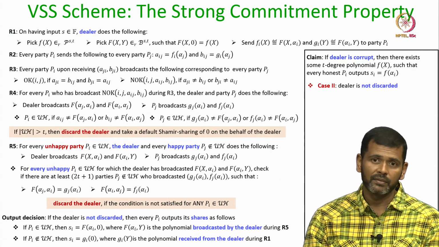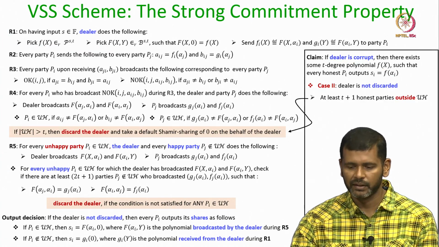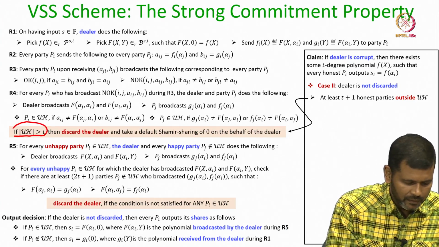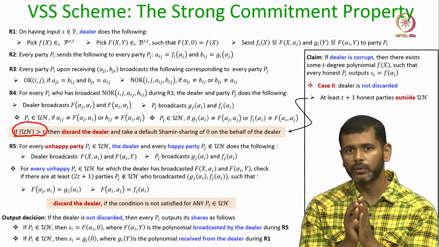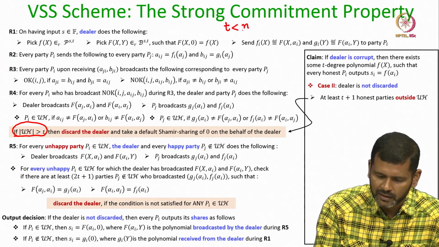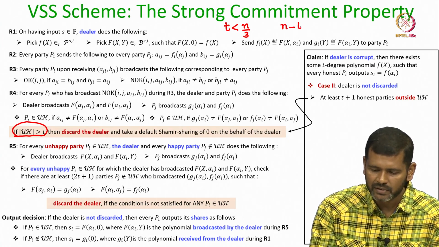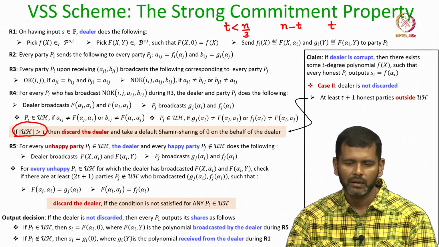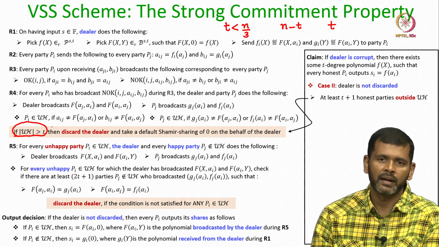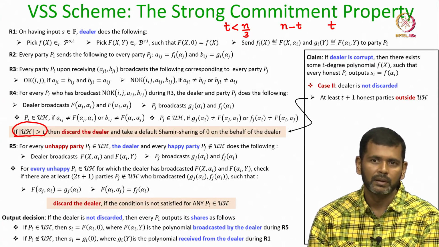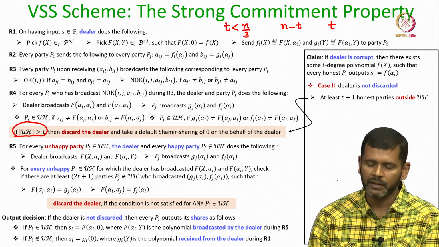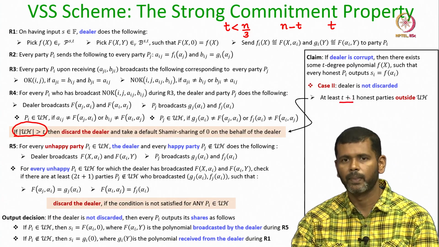Whereas, the second case for proving this claim is when the dealer is not discarded, which is the trickier case. Now, if the dealer is not discarded, that means definitely this sanity check fails. That means there could be up to t unhappy parties, not more than t. And remember, we are working in the setting where t is less than n by 3, and there are at least n minus t honest parties and up to t corrupt parties. So, if there are at most t parties in the unhappy set, then it also implies that there are at least 2t plus 1 parties outside the unhappy set, and among those 2t plus 1 parties, at least t plus 1 will be honest.